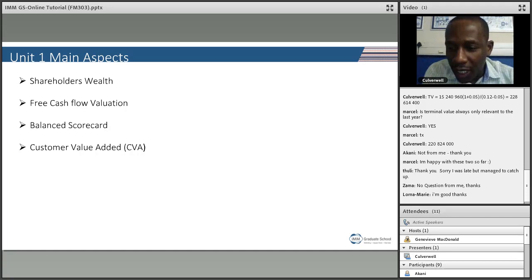Shareholders' wealth. You need to know what it is that we refer to as shareholders' value or shareholders' wealth. It is the value associated to any shareholder through receipt of dividends and also indicated by the market price.